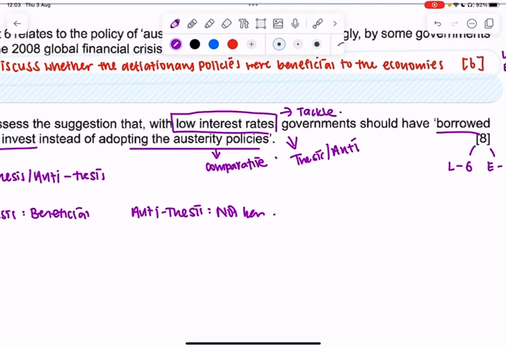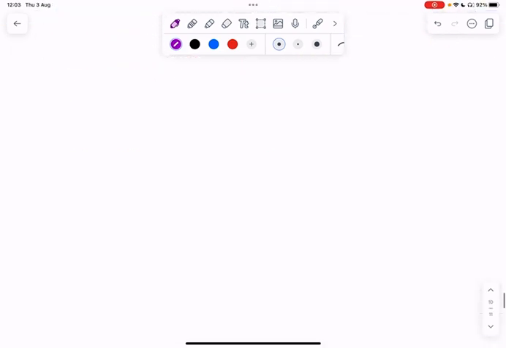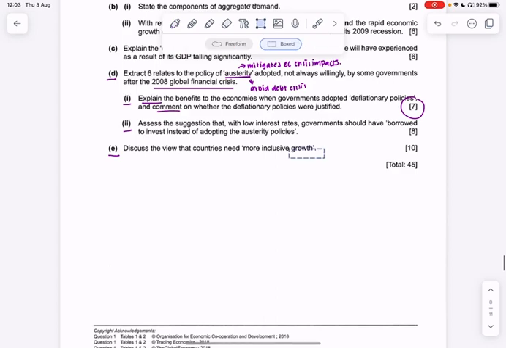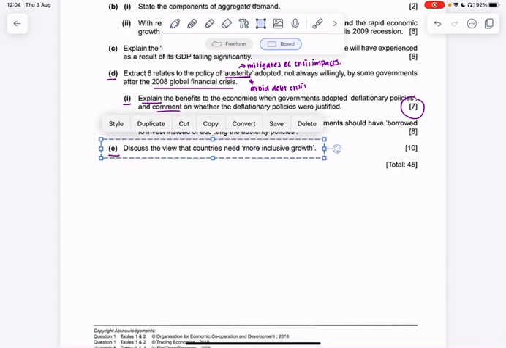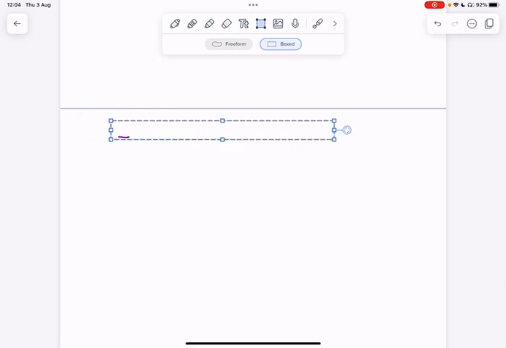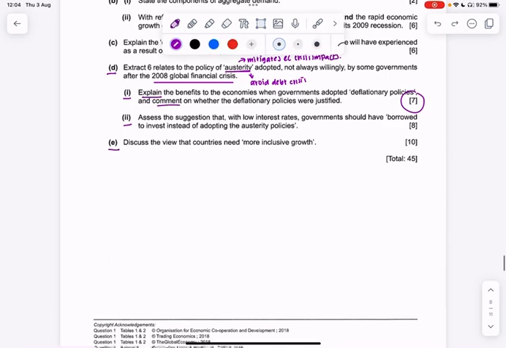If we just answer governments should borrow to invest instead of adopting austerity, you don't deal with the question in its entirety. Now we move on to the last question first. We have discussed the view that countries require more inclusive growth. By itself, this question would seem very vague. So what does it mean?